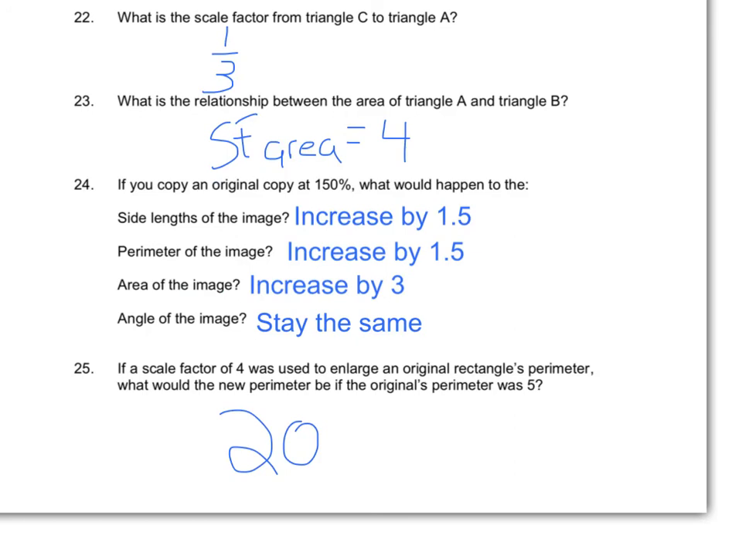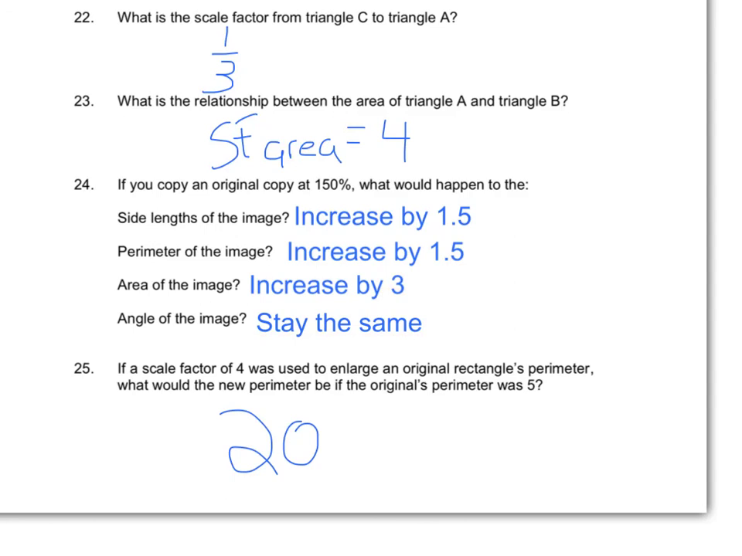Okay, number 24. If you copy an original copy at 150%, what would happen to the side lengths of the image? It would increase by 1.5. The perimeter of the image, that would increase by 1.5. The area of the image now would increase by 2.25 because you have to take the square of 1.5. And the angle would stay the same.